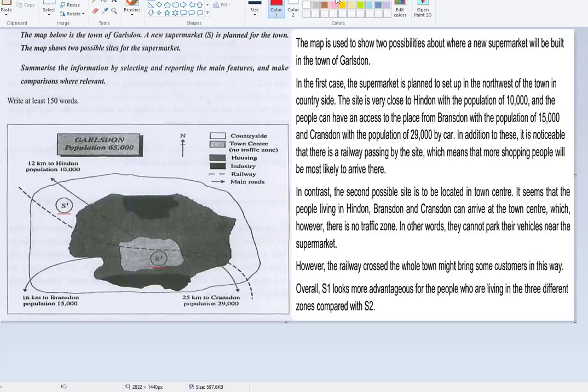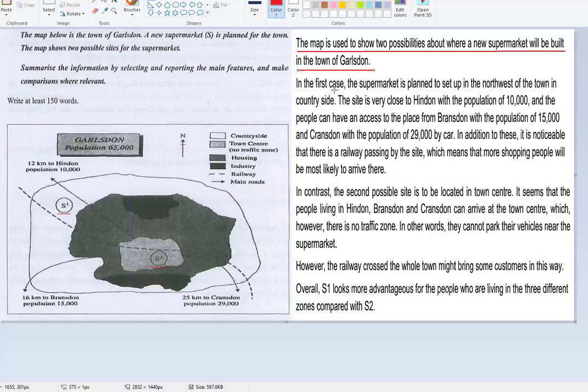Okay, let's look at the overview. The map is used to show. The map shows, I think, two possibilities about where a new supermarket will be built. Okay, I wouldn't have phrased it exactly like this. I would have said the map shows two possible locations for a new supermarket in the town of Charleston. I don't think the style used here is as good.